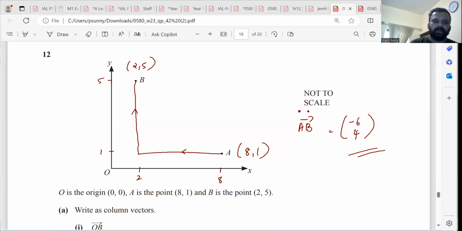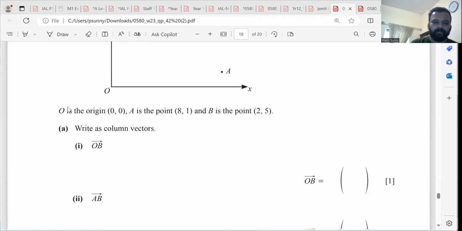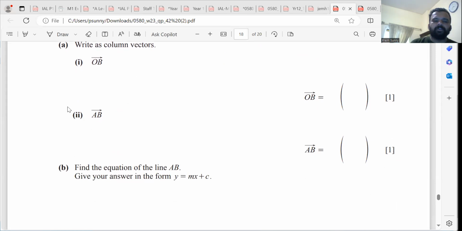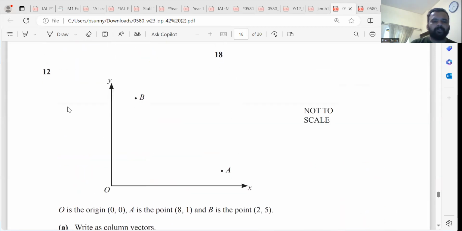Moving on to the next one, that is the B part. We need to find the equation of the line AB. So I'm going to draw a line connecting A and B. From A to B, this is the line connecting A and B. And I need to find the equation of this line AB. A was given as 8, 1 and B is given as 2, 5.